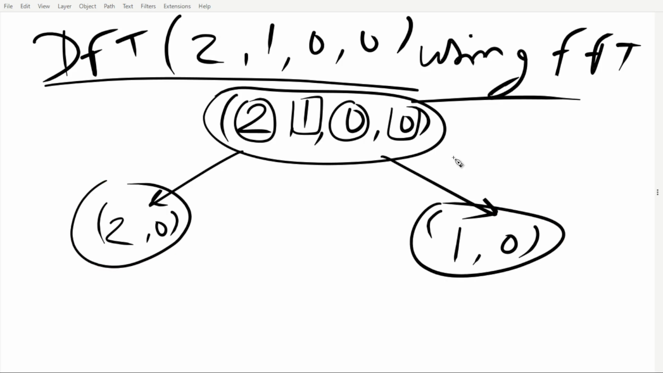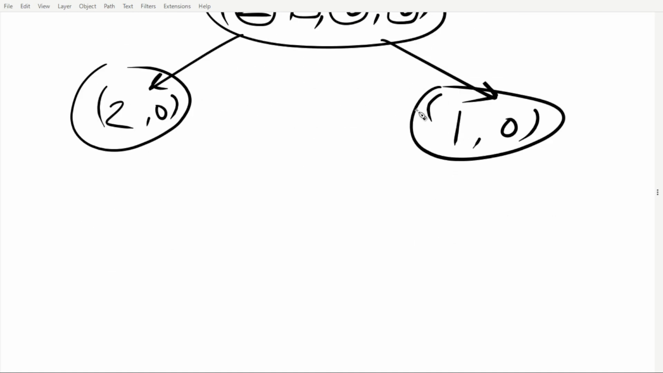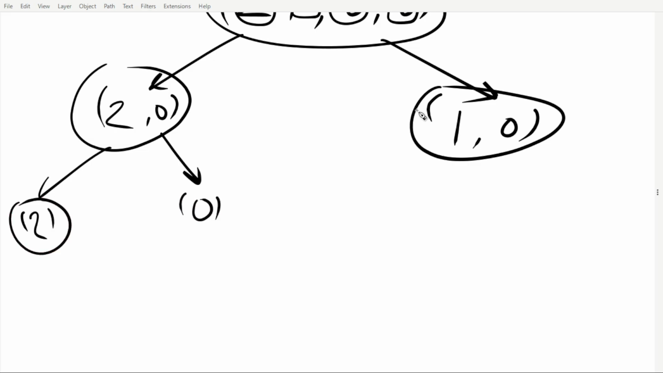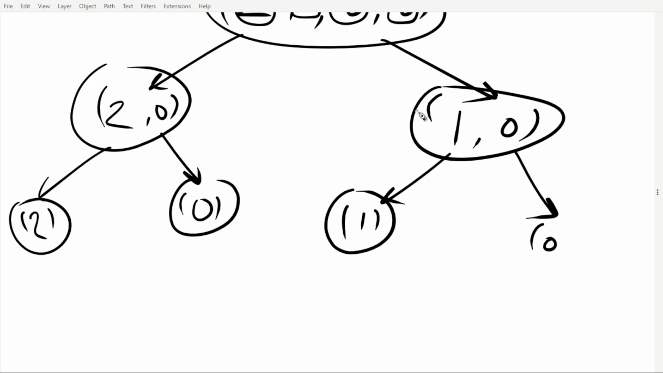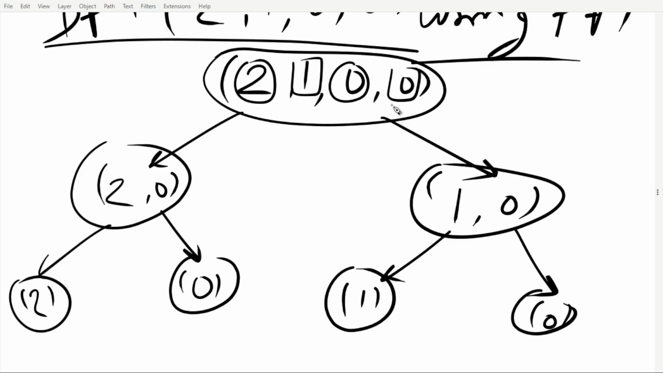Again we do the same thing. Separate them into base problems. 2, even portion, odd portion is 0. Here also 1 and 0. So divide step is very simple. At each step simply separate odd and even coefficients.